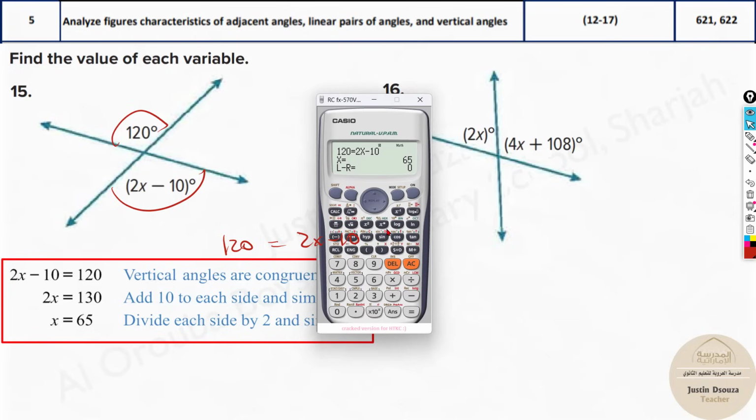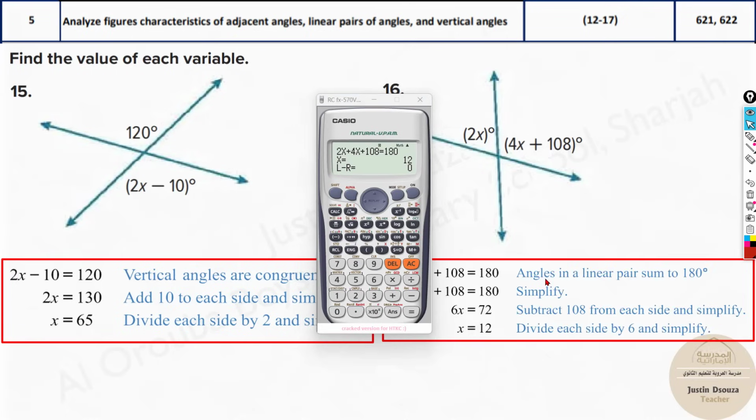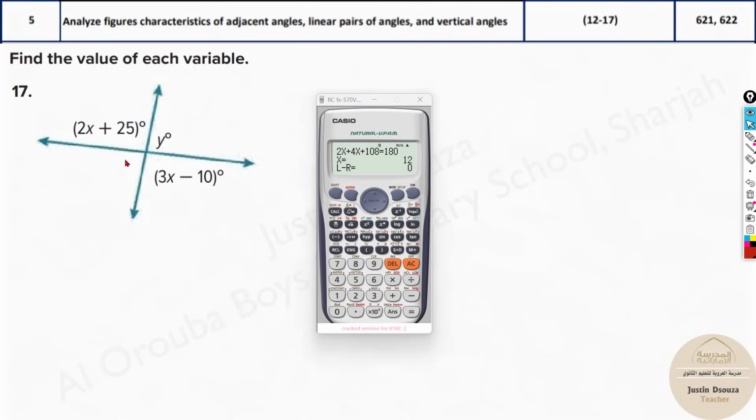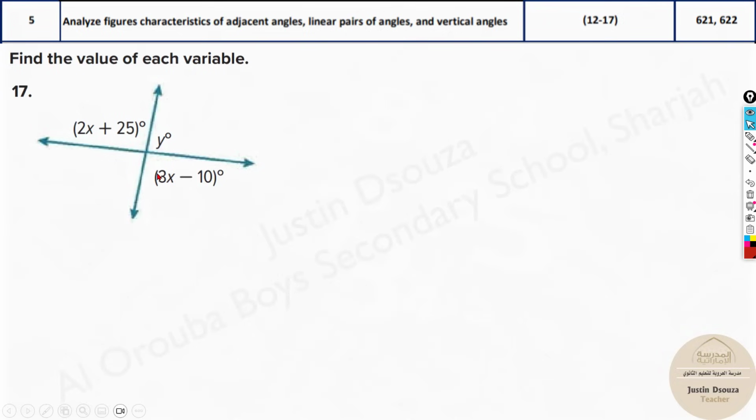Same thing can be done over here, but I have typed out the equation of linear pair, that is 2x plus 4x plus 108 equals 180 degrees. Now press shift and solve and then press equal to. This is the previous stored answer. Now when you press equal to, you'll get the answer. So the x is 12 here. And similarly over here you can equate these both and you can find the x value first and then find the angle and then you find the y value. I'll just solve this up.